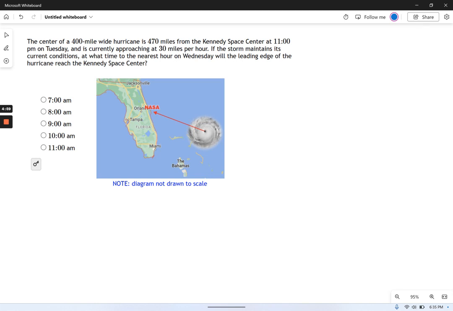Okay, we're asked to estimate the time until landfall of a hurricane that's currently somewhere off in the Atlantic off the coast of Florida. And we're given some information here. Kind of interesting. This hurricane is 400 miles wide. Its center is 470 miles away, and it's approaching at 30 miles per hour. So we have enough here that we can work with this.